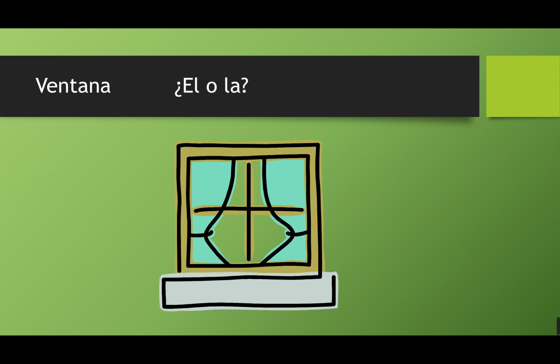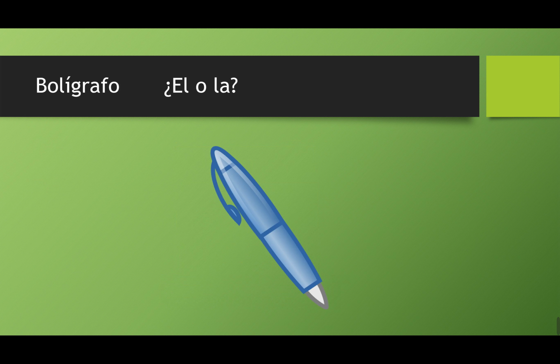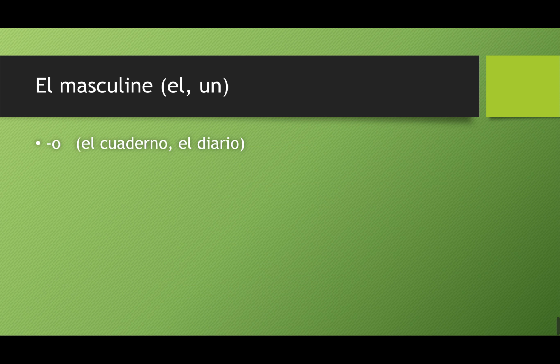Ventana es el o la. So we already decided el is masculine, la is feminine. Es la ventana. Bolígrafo, el o la. El bolígrafo. Y esto es el masculino, que es el o un. El da un a, the definite and indefinite articles.